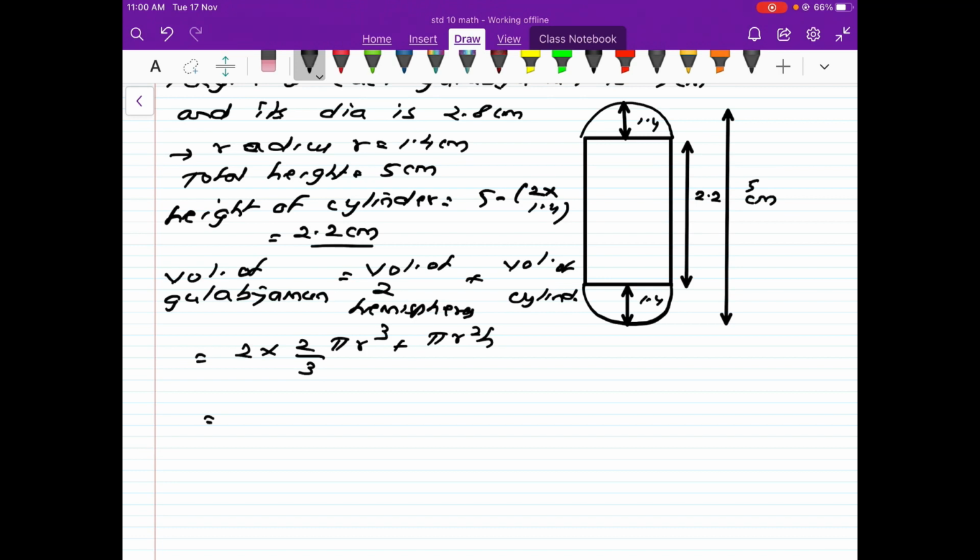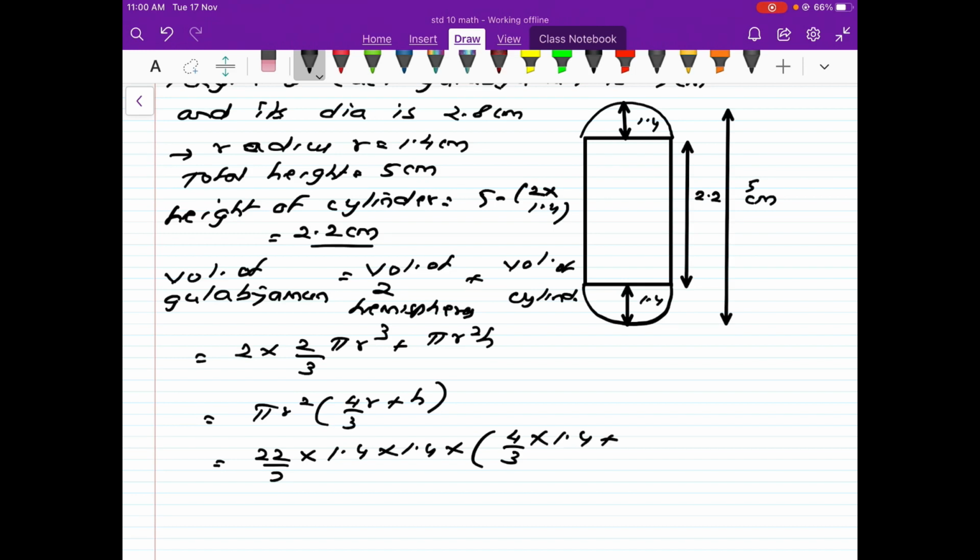So what we will do is we will take pi r square as common, and this will be 4 upon 3 r plus h. See, always remember, whenever we are combining the formula, things become easier, faster and more accurate. So now just put in the values. This is 22 by 7 into 1.4 into 1.4 into 4 upon 3 into r plus the height is 2.2. So what we are getting here, I'll just write in fraction, it is 75.152 upon 3 centimeter cube.